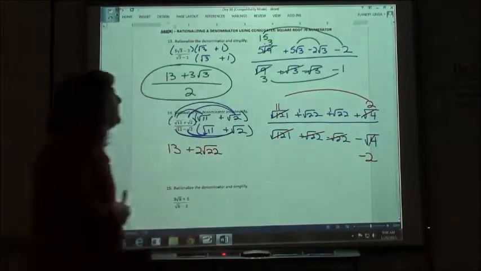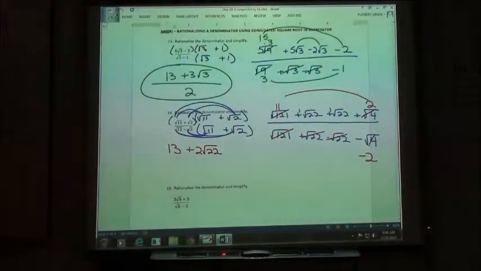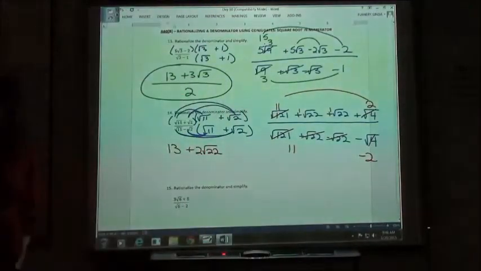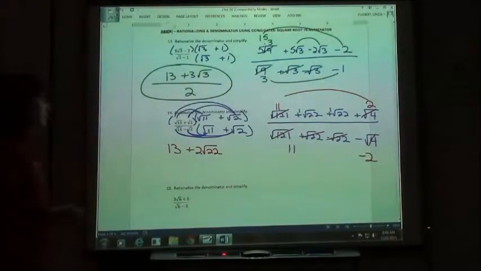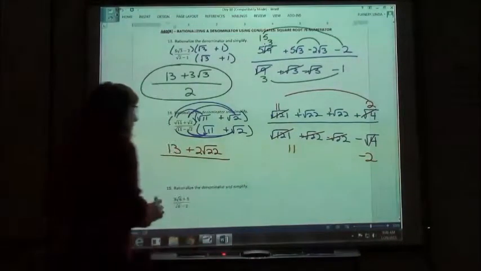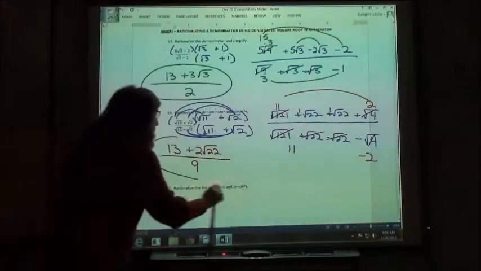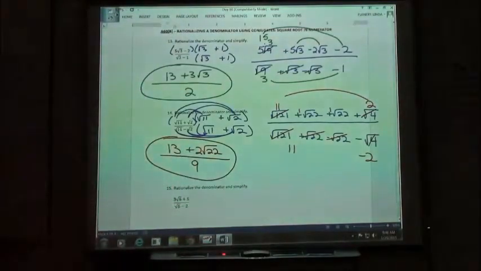And the square root of 121 was 11. So on the bottom we have 11 minus 2, right? 11 minus 2 is 9. And again, we can't reduce that one. So 13 plus 2 square root of 2 all over 9 is my answer.